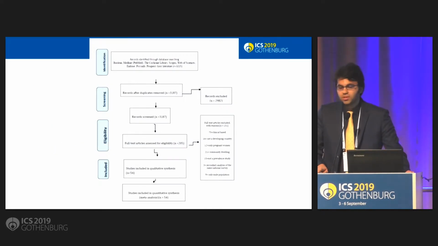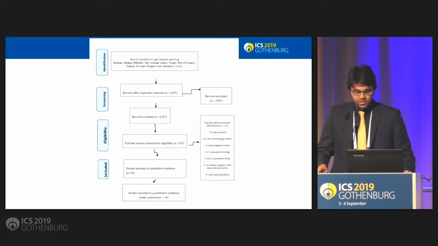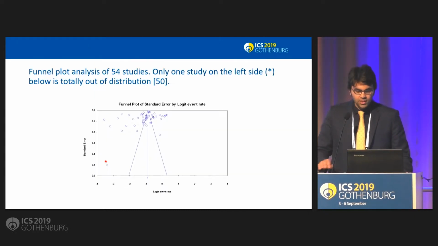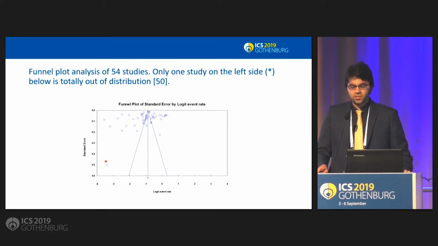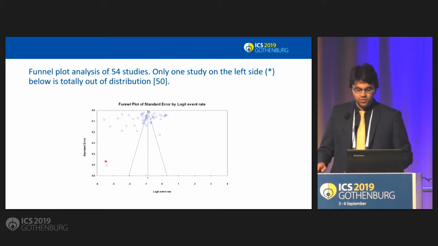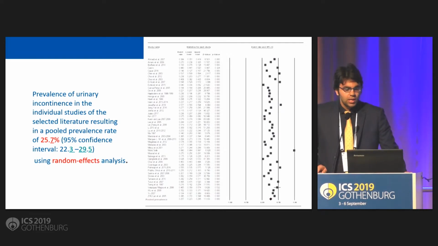This is the PRISMA chart that shows the vast number of the literature that we searched, and it all came up to the 54 studies that were compatible with our inclusion criteria. And finally, when we were assessing the risk of bias, one study, you see with the red star, was quite out of the funnel plot, so we omitted that study. So finally we had 53.